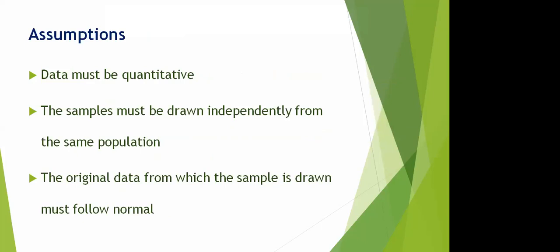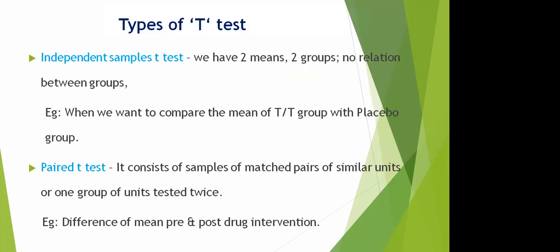So data must be quantitative. The samples must be drawn independently from the same population. The original data from which the sample is drawn must follow a normal distribution. So these are the two types of t-test we commonly use, which are called the independent sample t-test and the paired t-test.